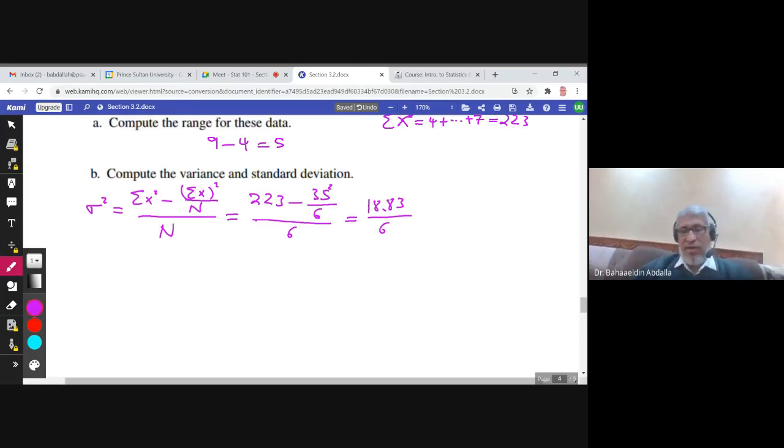I divide this by 6. I get the variance, the population variance, which is 3.14. So to find the population standard deviation, it is the square root of 3.14, which would be 1.77.